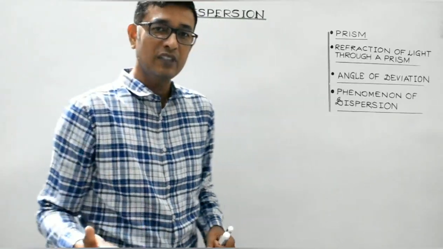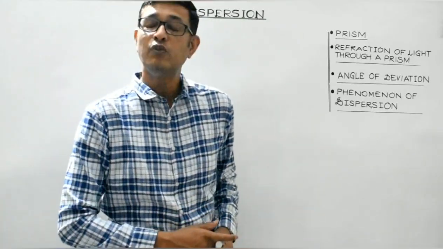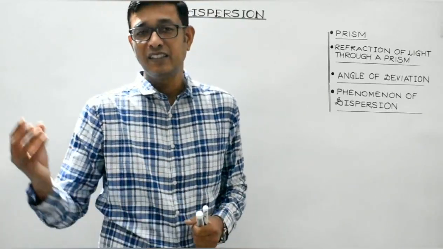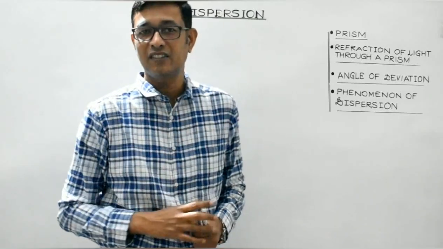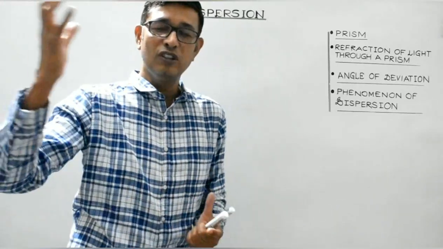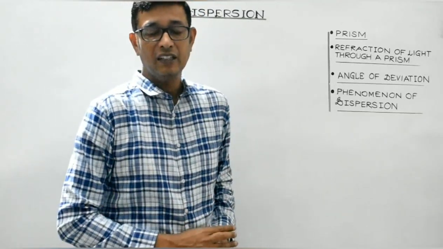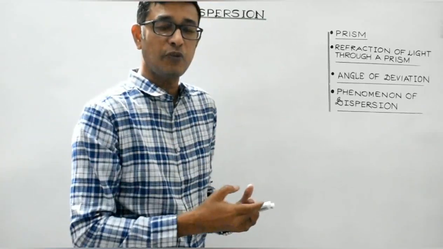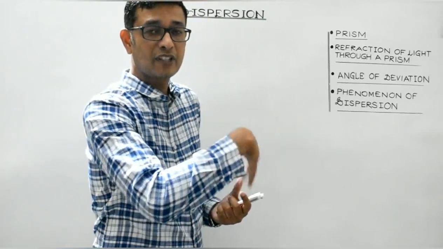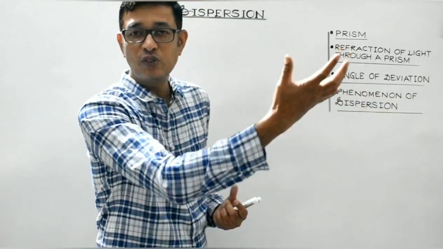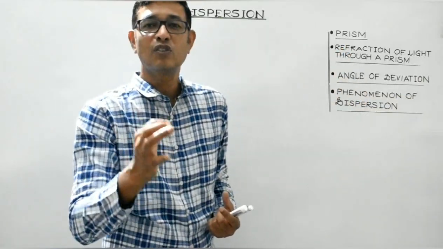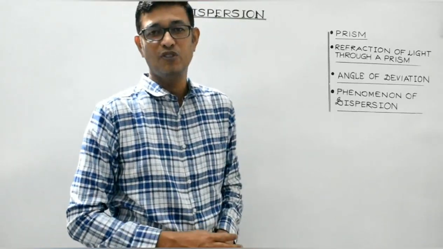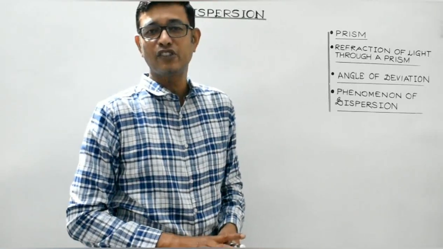Before we start with the actual topic of dispersion, we need to be aware of a prism, how to define a prism, right? Now when light is incident on a prism, how does it refract? We will try to recollect all the rules for refraction of light, and then eventually we'll discuss that when white light is incident on one face of a prism, then light after emerging from the other face of the prism tends to split up into its seven constituent colors, and that is what dispersion of white light is all about, right? So let's start with this very interesting session.